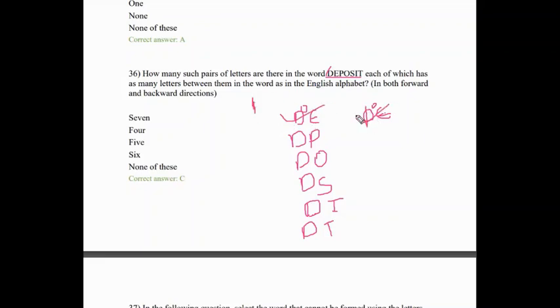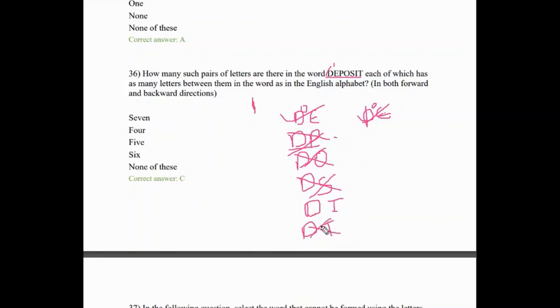So 1 is confirmed. Likewise you need to compare all the things. In between D and P, you need to see how many letters are there. Here in between D and P there is only 1 letter, but in the original alphabet there are so many between D and P, so you can remove this. D and O also, there are so many letters between D and O, but here there are only 2. And D and S also you can remove.